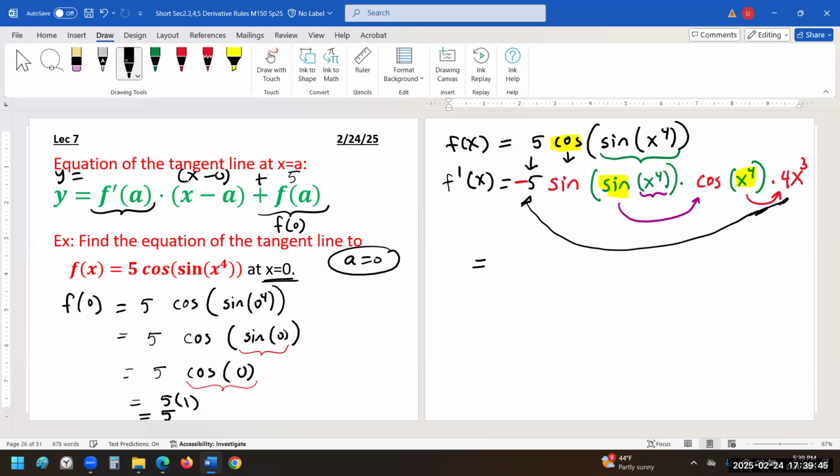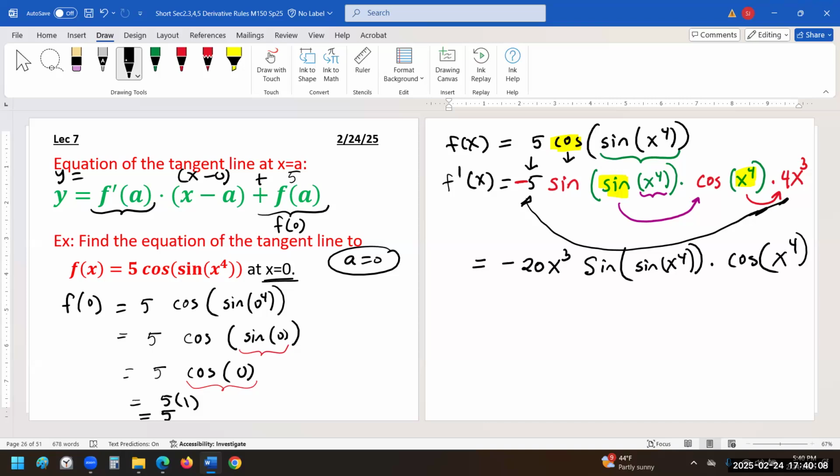to make it look nicer, we get 20x cubed, and then the hard stuff. Sine of x to the 4 times cosine of x to the 4. This is the derivative. It cannot simplify any further.